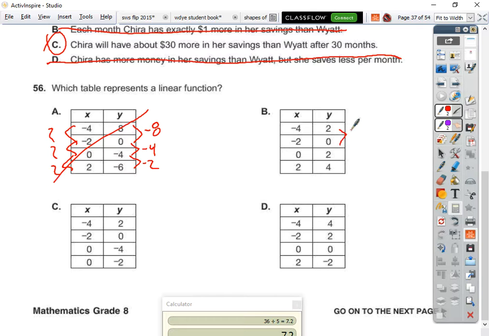Okay. Here would go up by 2, go up by 2, go up by 2. Oh, this goes up by 2. Oh, wait, that goes down by 2, and then it starts going up again. So we know that this cannot be right. So I'll strike this one.